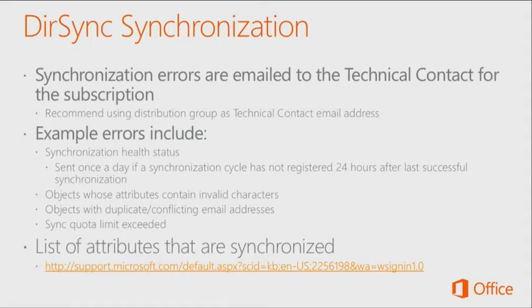So if you've synced, you had maybe a big long name, you're going to get an error that they can't sync. Duplicate conflicting email addresses, and if your sync quota limit is exceeded. And there's a link here to all of the attributes that are supported. So every app that is synchronized, all 100 plus attributes are linked there.